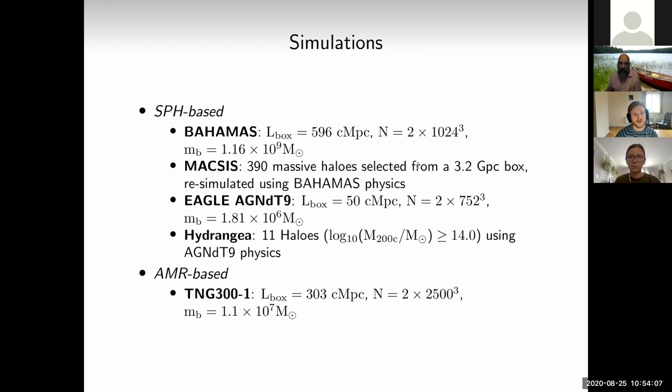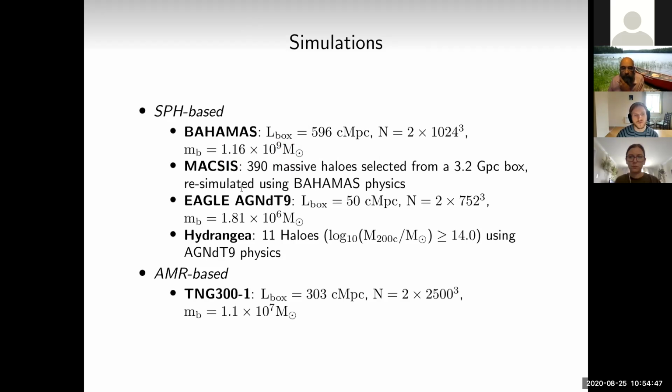On the SPH side, there are quite a few. Bahamas is focused mostly on cosmology and large-scale structure, but the galaxies above 10 to the 10 in solar mass are still realistic. As you can see, the resolution is rather low, so you need to keep that in mind. Now, that's a classic sort of cosmological volume simulation. It is limited, and so the number of really massive clusters, as we have with Go Green, is very small.